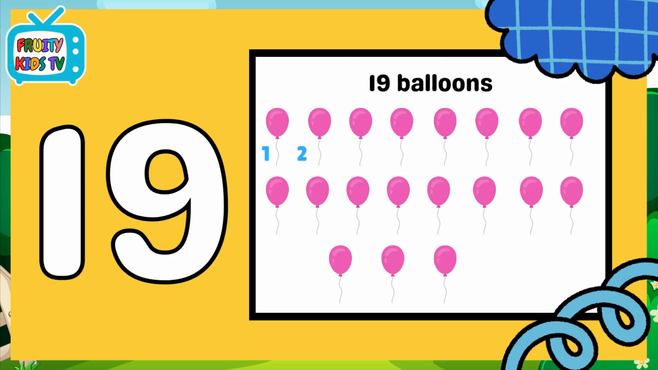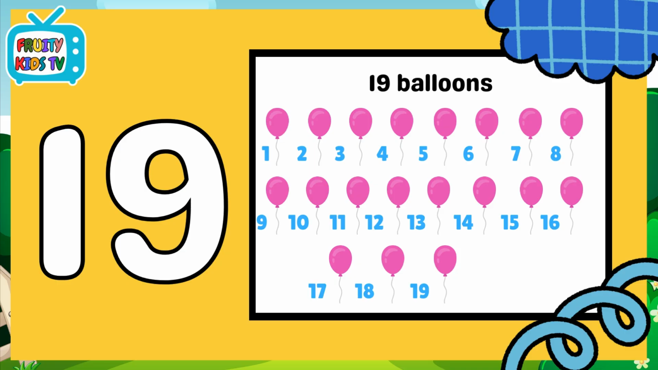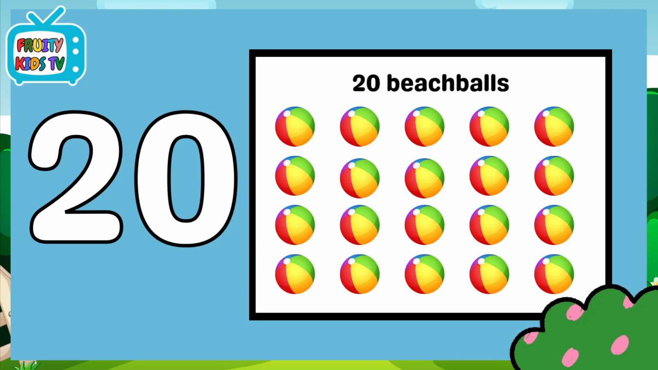1 to 19. 19 balloons. Now let's go on to number 20. Let's count these beach balls. 1 to 20.